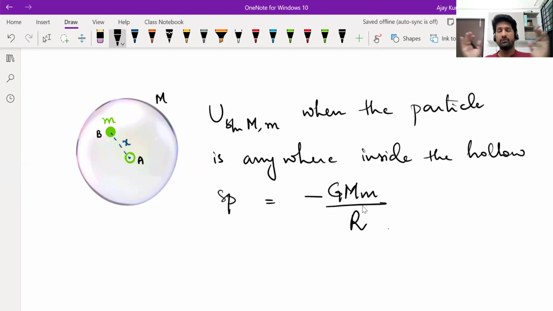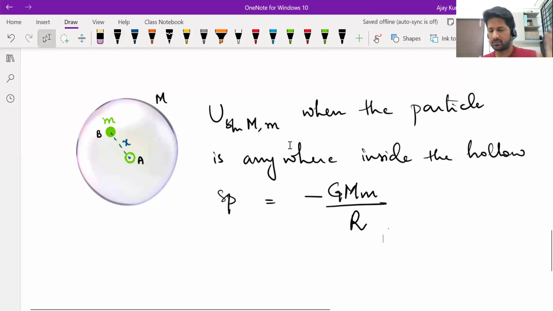Okay, there's no field inside a uniform hollow sphere. The hollow sphere does not create a field, so the particle inside it doesn't experience a force from the hollow sphere. And if it doesn't experience a force, no work will be done, no change in potential energy. So whatever is the potential energy at the center, anywhere inside the hollow sphere till the surface, it will have the same potential energy. Okay, keep this point in mind.